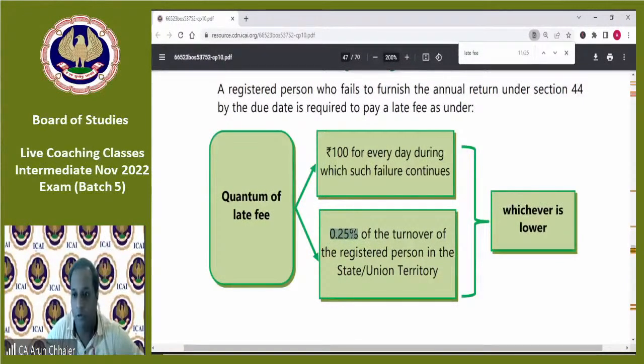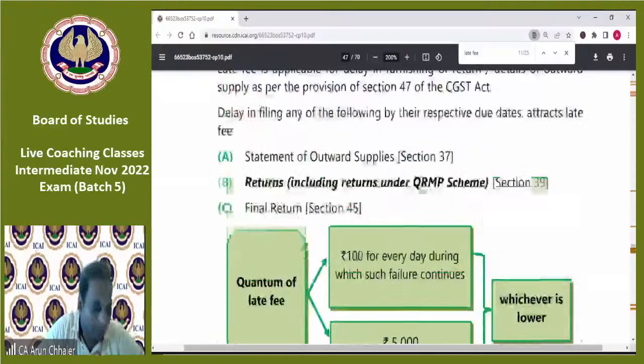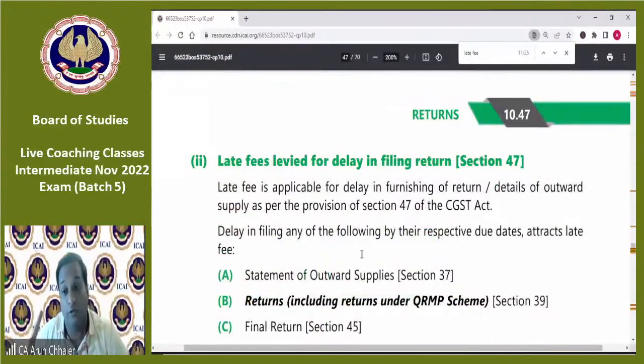Annual return, we are not going to discuss today. We'll discuss in the next class, not now. Just the late fees which I have talked about. Okay. Today we have to give the focus on GSTR1 / IFF and 3B. That's it.